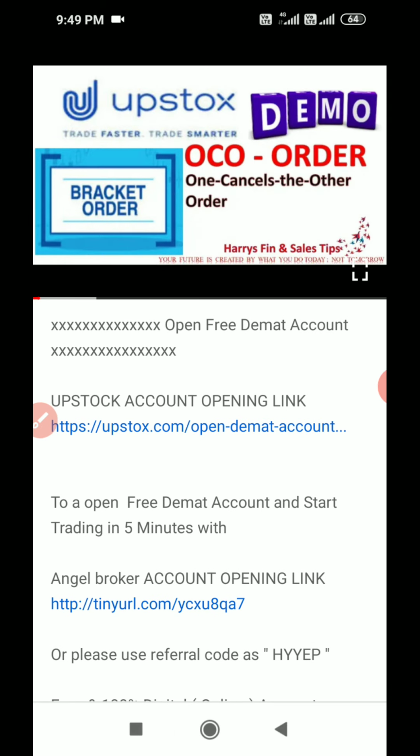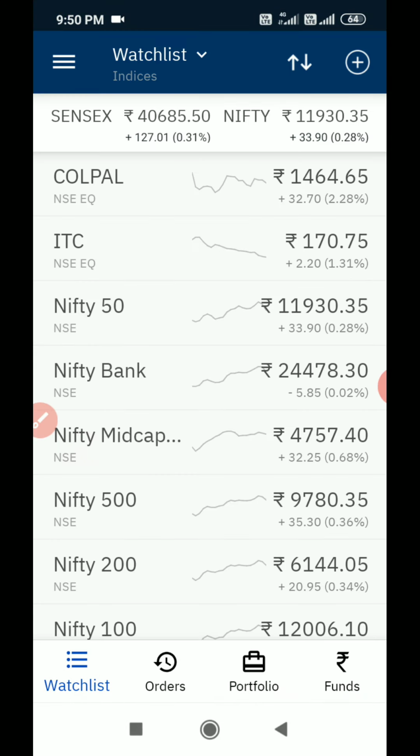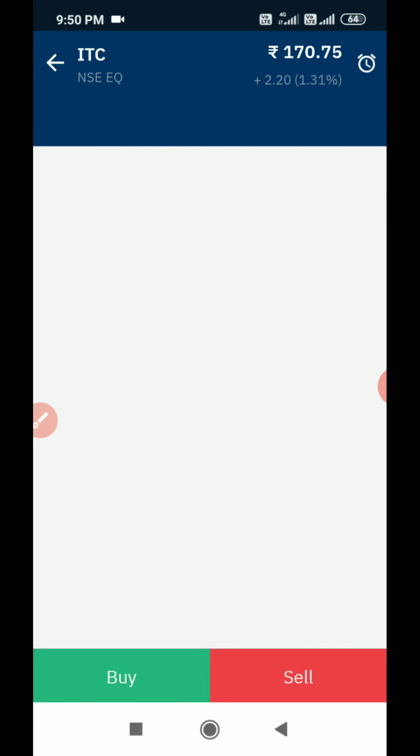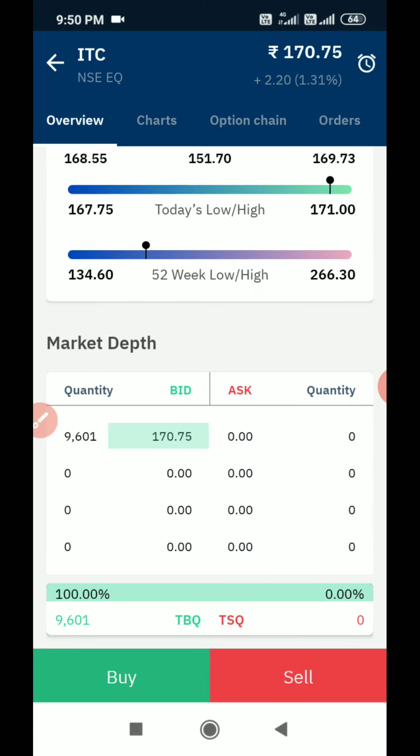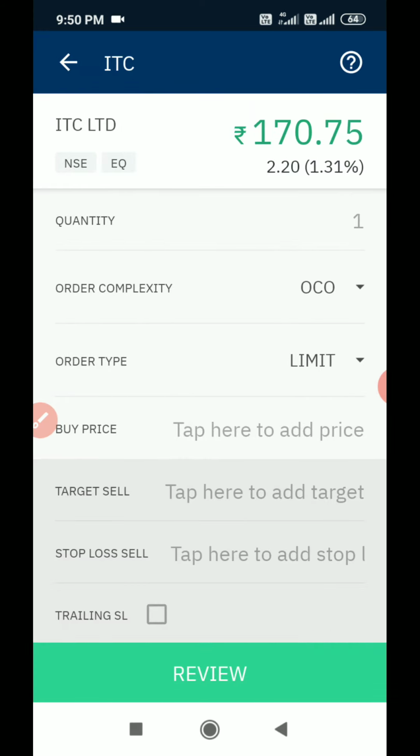So I am going to the Upstox app. When we open it, it comes to the front page, which is our watch list. Here I am going to demonstrate on ITC. I am clicking on ITC. When the page opens, you can see buy and sell. The bracket order process is the same for buy and sell. I am selecting buy now.